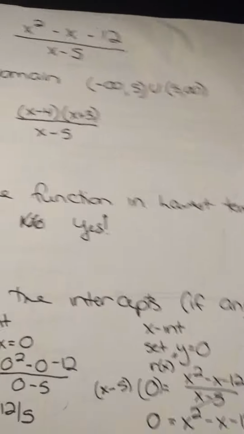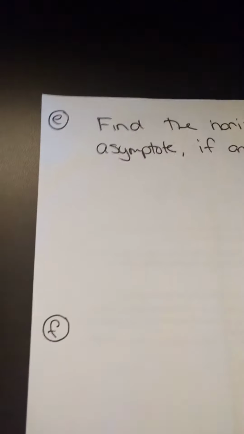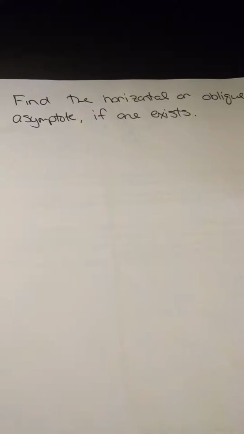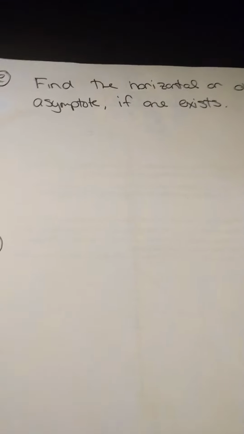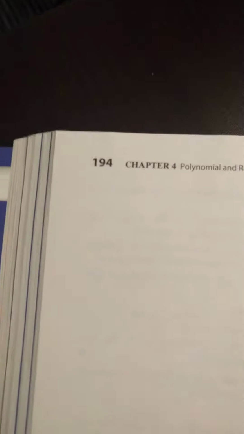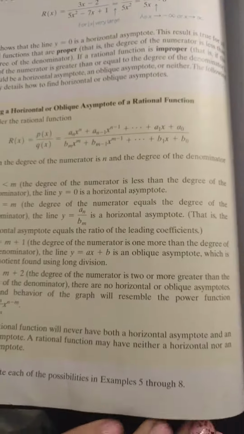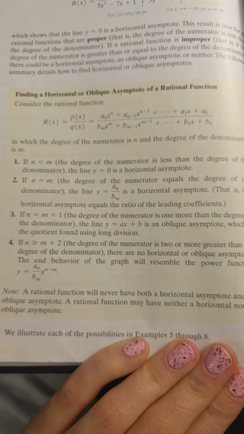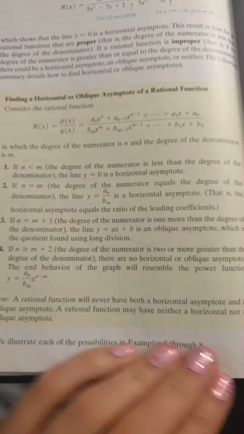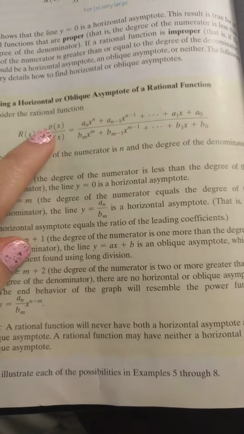Okay? Now, part E on the exam will be to find the horizontal or oblique asymptote, if one exists. To find horizontal or oblique asymptotes, you want to reference page 194 in your textbook. We have this wonderful theorem, which says to compare the degrees of the numerator and the degrees of the denominator.